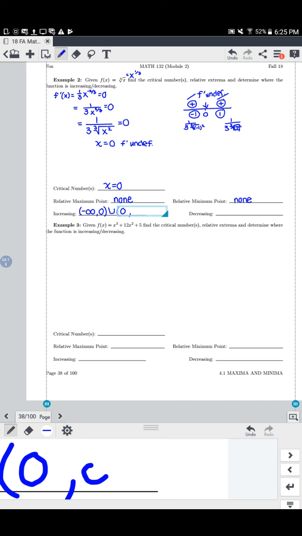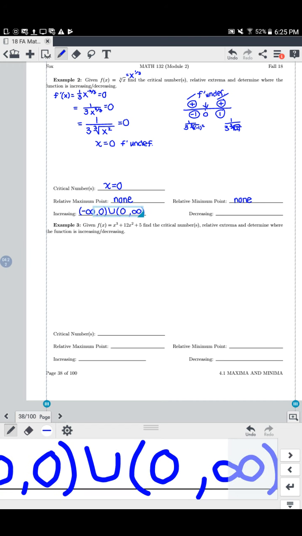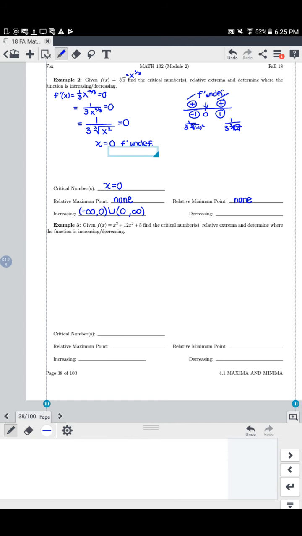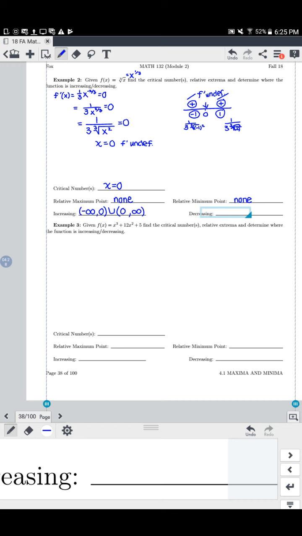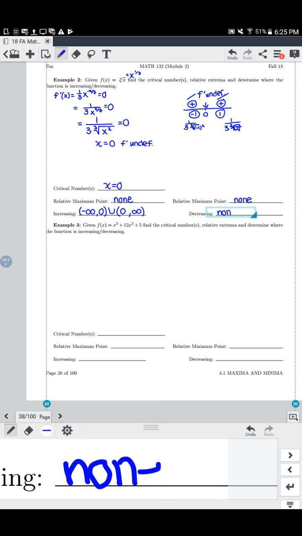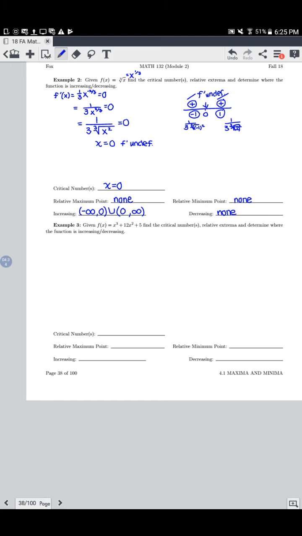And the reason why I don't just simply say negative infinity to positive infinity is because the derivative isn't actually positive at 0. It's undefined. So before and after that, I will have a positive derivative, which means I'm increasing, and there's no intervals where I'll be decreasing. So just write none.